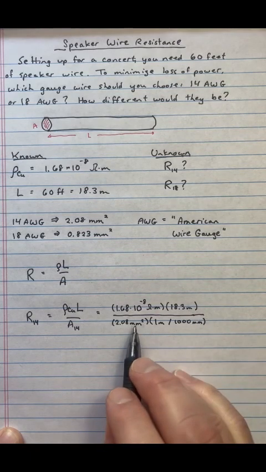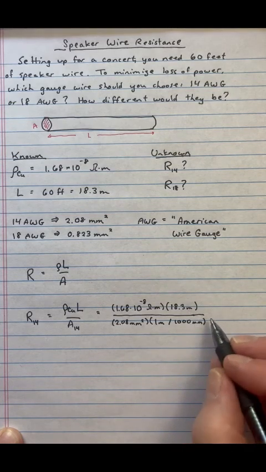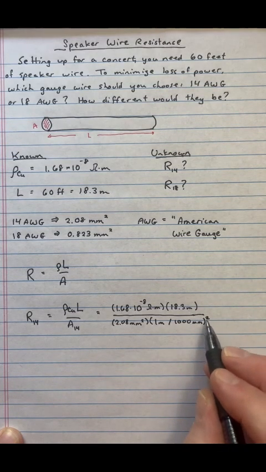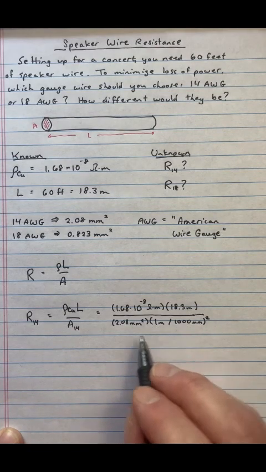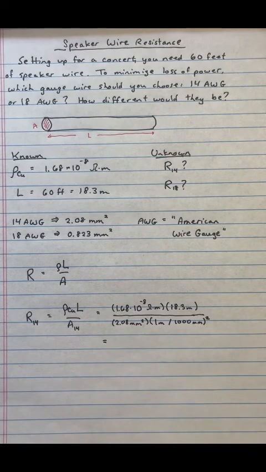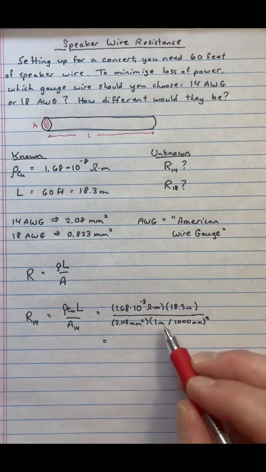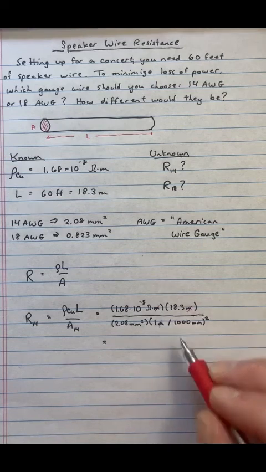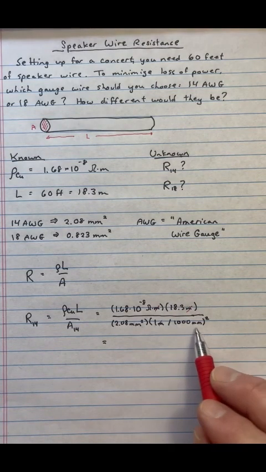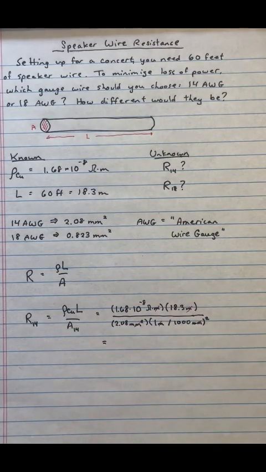Notice the way I'm doing this, I've got millimeters squared here. I want to cancel the millimeters, and also I need to square this. 1 squared is not going to matter, but the 1,000 squared, that will make a big difference. Okay, so let's take a look at units just to make sure we're going to get what we need. Meters times meters squared here, divided by meters squared here, so those will cancel. Millimeters squared divided by millimeters squared in the denominator also cancels, and we will be left with ohms.